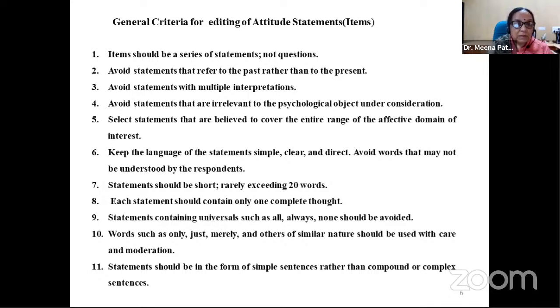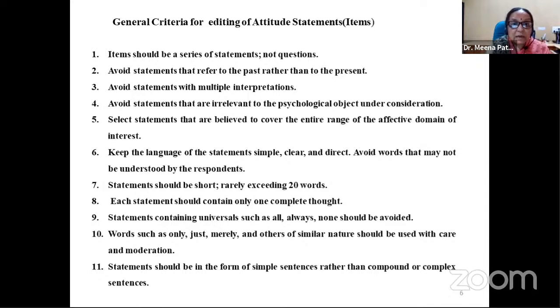Second one, avoid statements that refer to the past rather than the present. In the past, you can't measure attitude. In the future, you can't measure. It's a present feeling, it's a present emotion. That's why you have to frame your statements in the present. Third, avoid statements with multiple interpretations. In statements, don't give a number of interpretations, otherwise respondents can't respond to your statement. So you give only one interpretation for one statement.